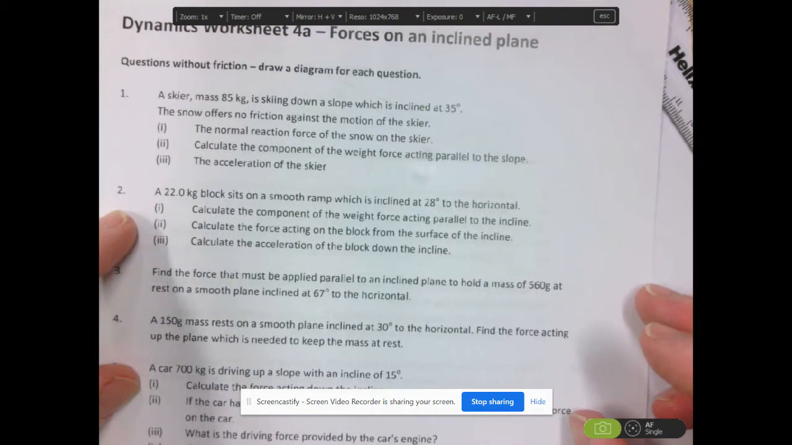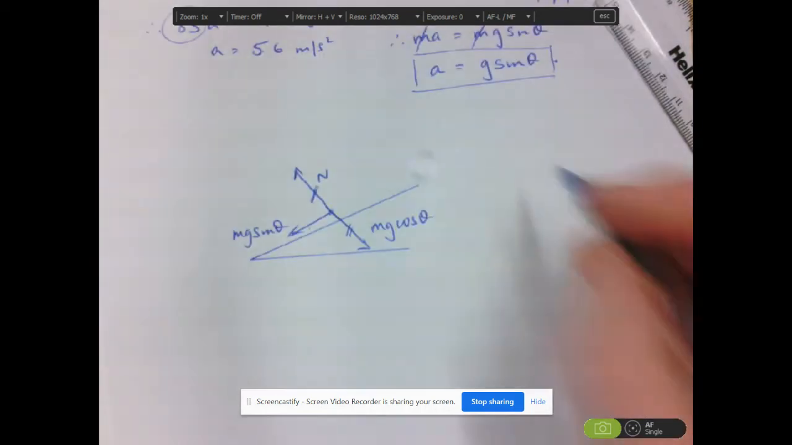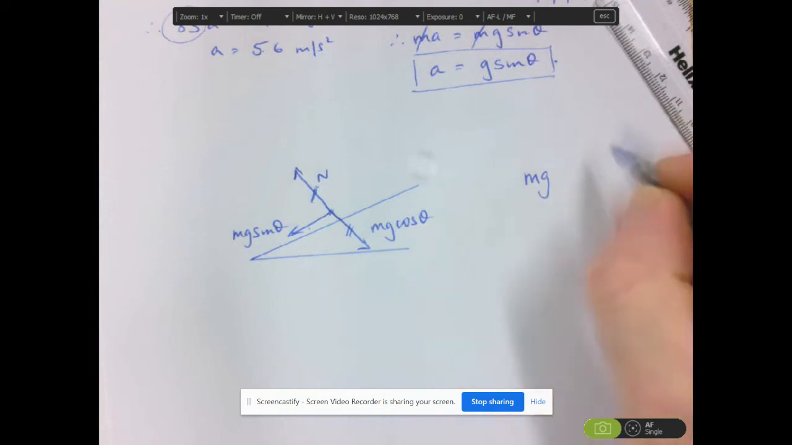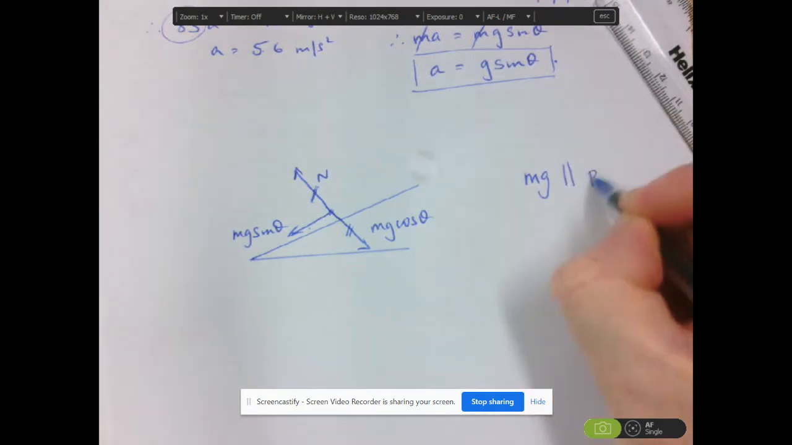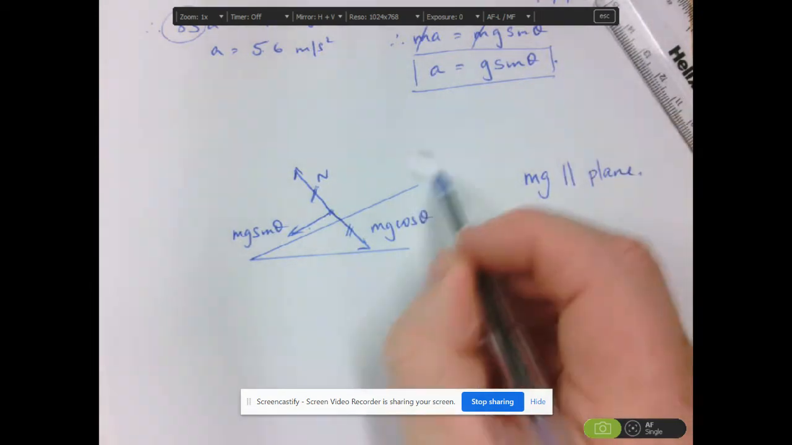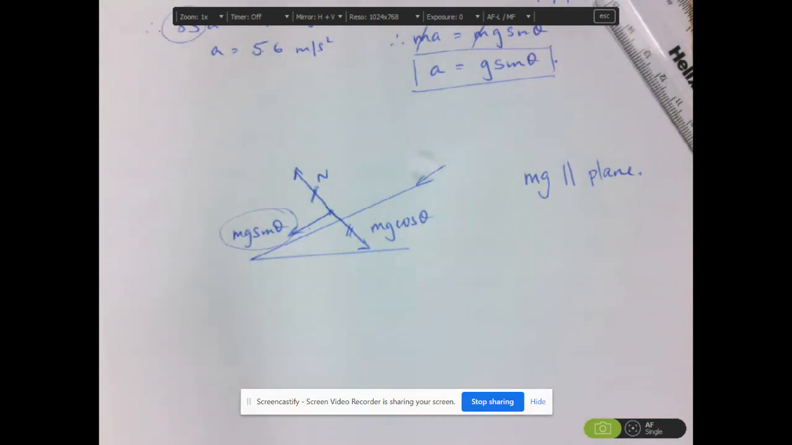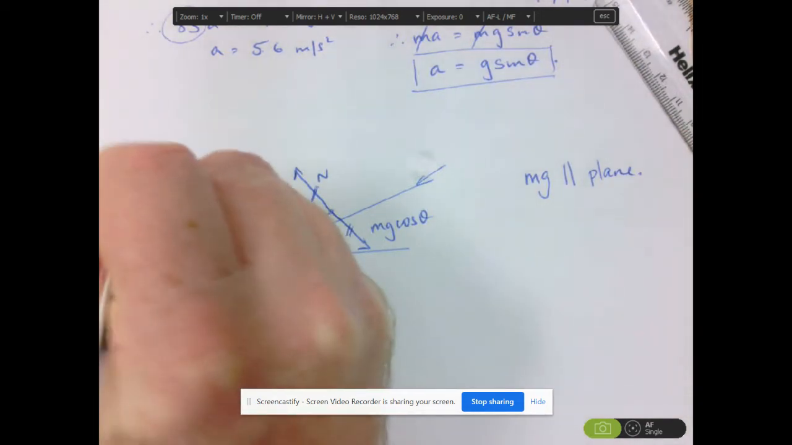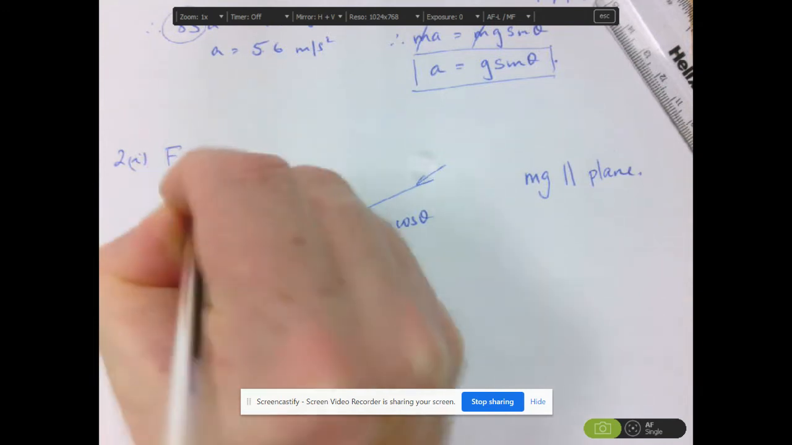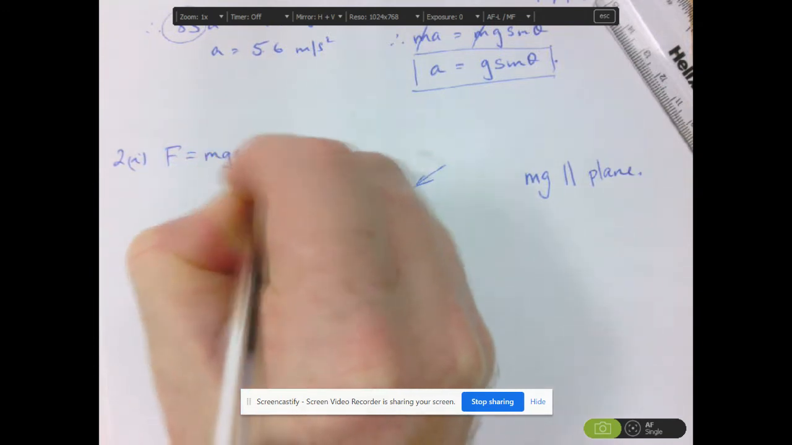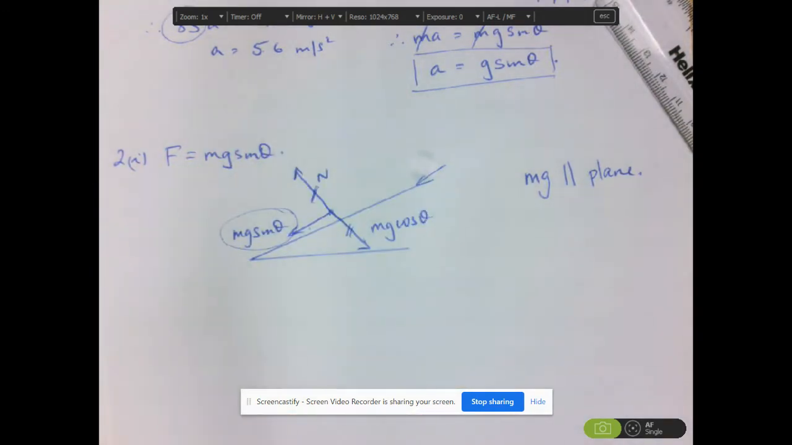So the first question here, calculate the component of the weight force that is acting parallel to the plane. So the weight force is mg, and it has to be parallel to the plane. So here's the plane, and there it is. Mg sine theta is the weight force parallel to the plane. So for 2 part 1, we're just wanting F equals mg sine theta. I'll let you calculate that one.